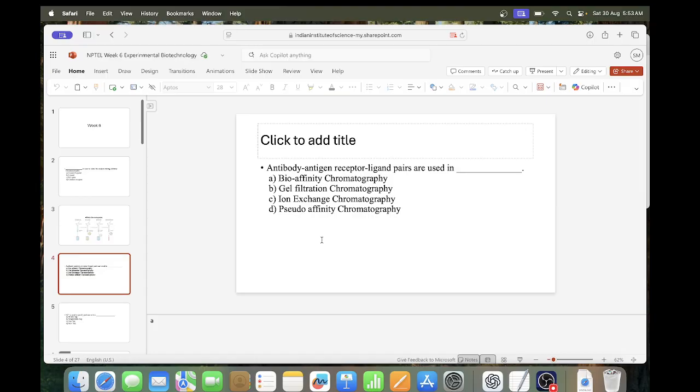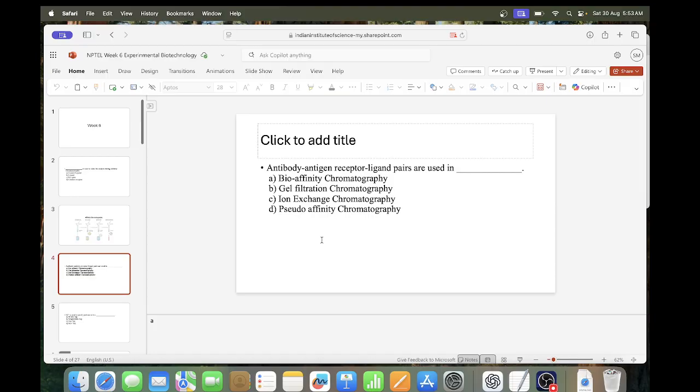Okay, like we discussed in the earlier case, because this is involving specific chemical interactions with biological molecules, it can be called as bioaffinity. Gel filtration is the technique where we use a column to separate molecules on the basis of the shape of the molecule and the molecular mass.